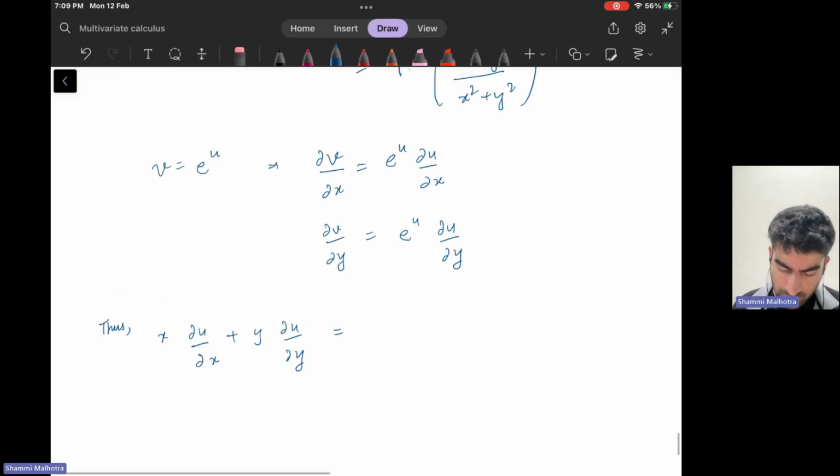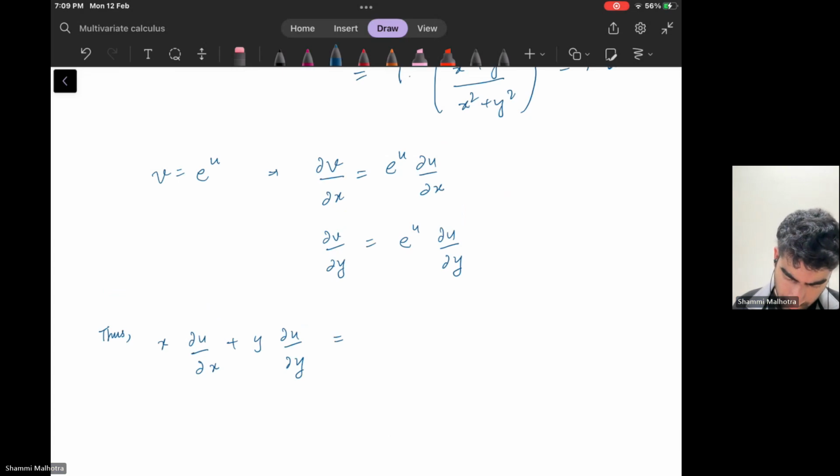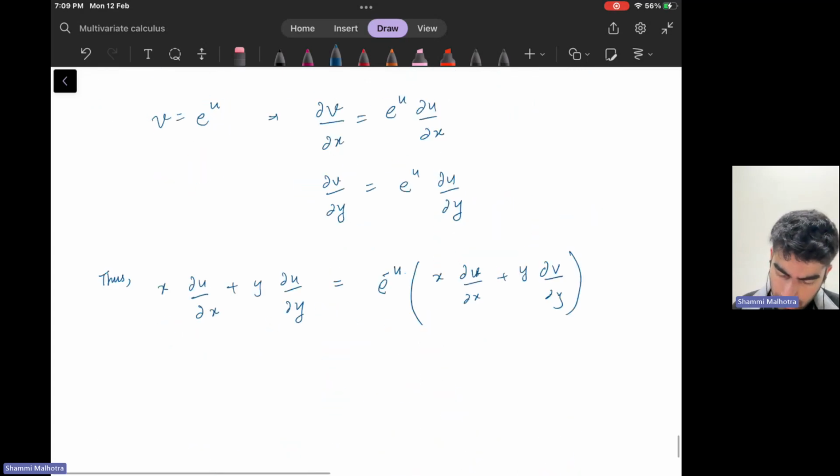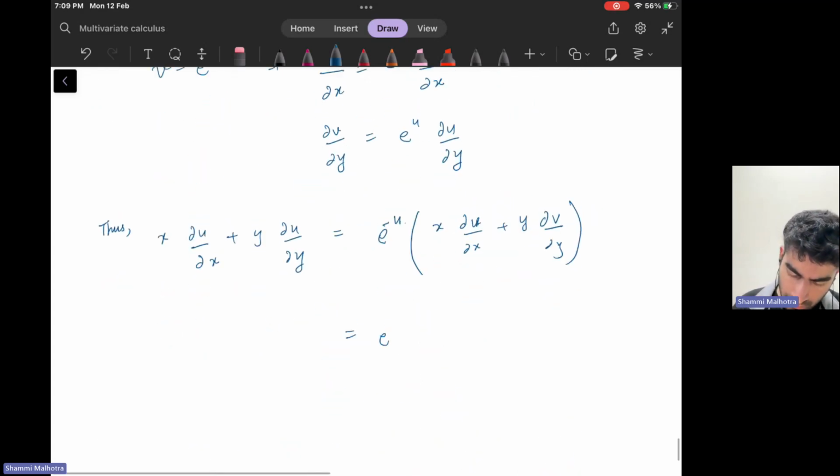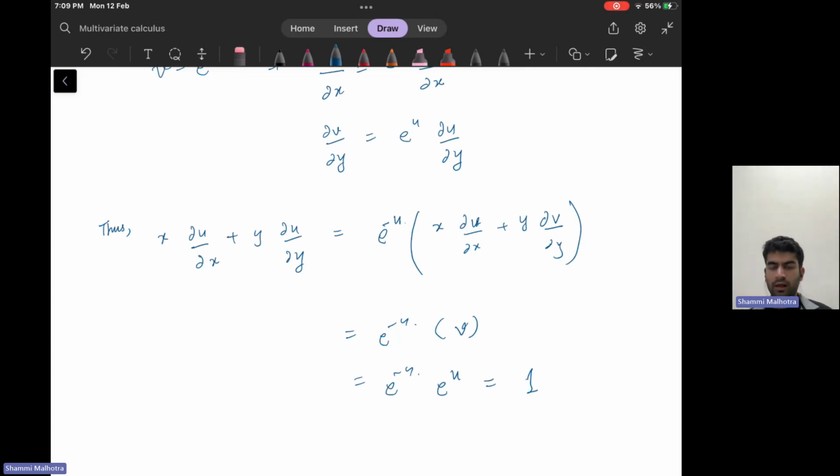So the value of this is given by e raised to power minus u of x times del v by del x, y times del v by del y, and this we evaluate. This turns out to be e^(-u) times v only, and v, what was v? V is nothing but e^u, so this will give 1 only. So this expression will have value equal to 1 only.